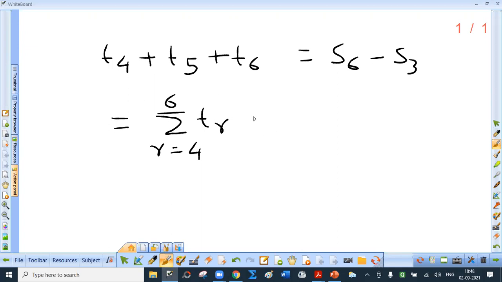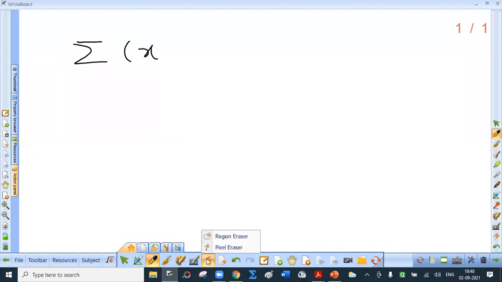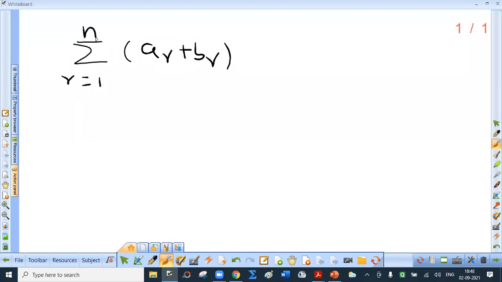Now, there are some properties of sigma notation. The first property is sigma of sum is sum of sigmas. It is quite logical. I'll tell you what I mean by this. Sigma, say instead of x, I will use sigma AR plus BR, R goes from 1 to n. What is sigma of sum? Sum of sigmas means sigma AR, R goes from 1 to n plus sigma BR.